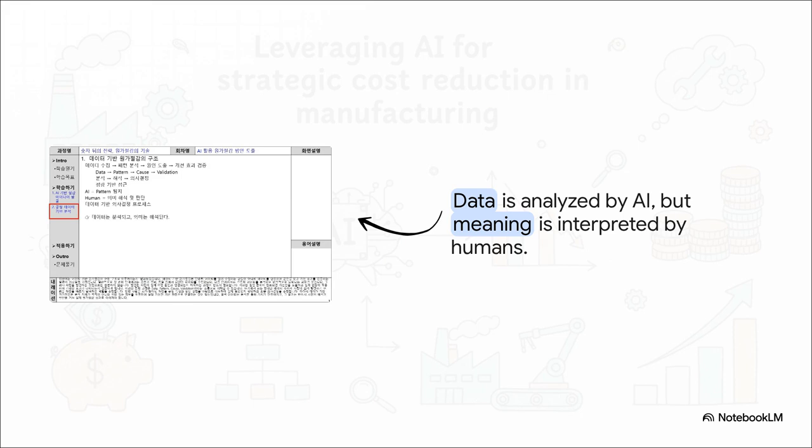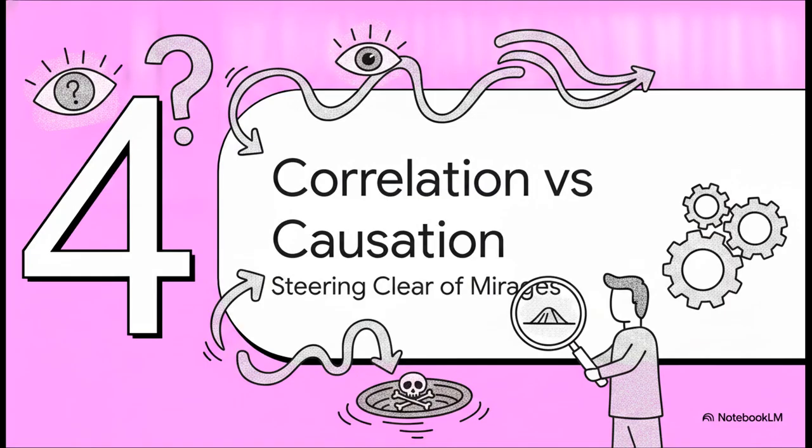The absolutely crucial takeaway here is this. Data is analyzed by the machine, but meaning is interpreted by the human expert. AI is phenomenal at telling us what is happening simultaneously across thousands of data points. It knows what is happening, but it completely lacks the field experience to tell us why it's happening. That interpretation, that is entirely up to you. Which brings us nicely to Section 4, correlation versus causation, steering clear of mirages.